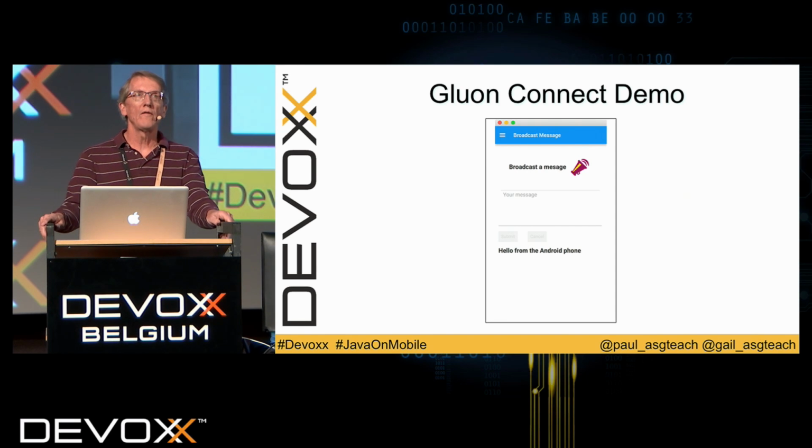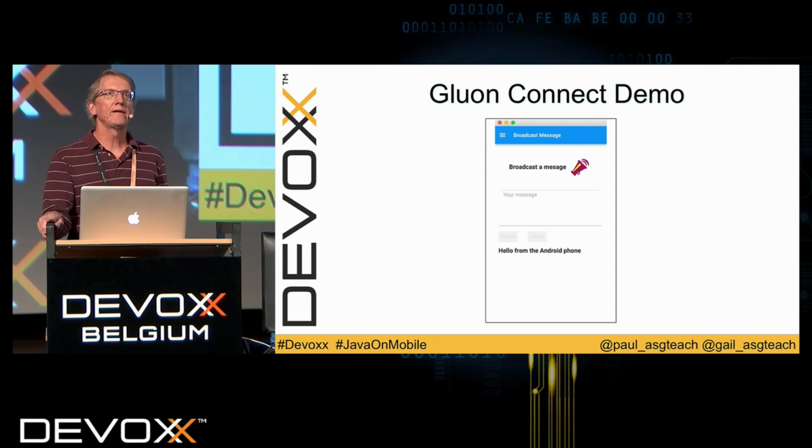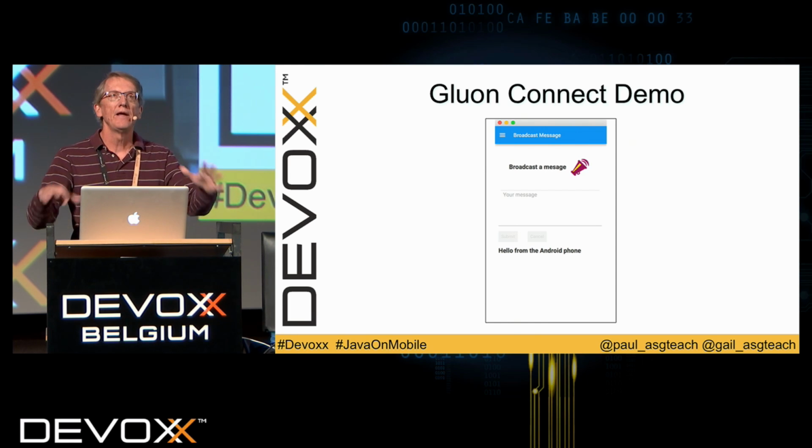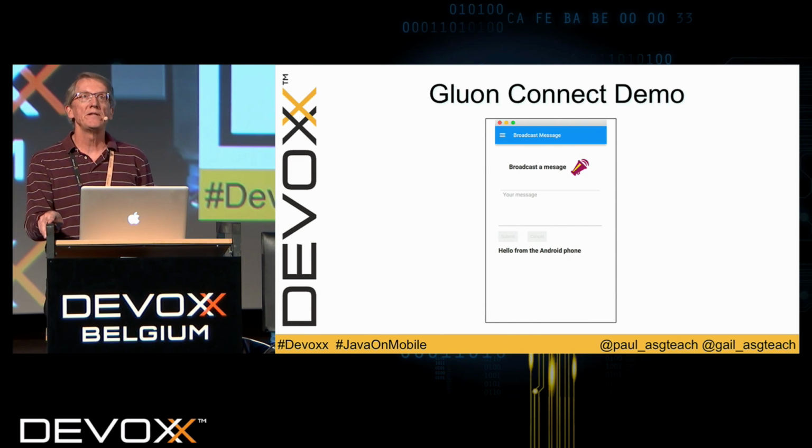Okay, so this is where we left off when we took the break, and we showed you our little Gluon Connect demo, and we showed you that we could send these messages from any of the two devices that we had connected, as well as on the desktop, and they all stayed in sync. So what we'd like to do now is show you how we did this.